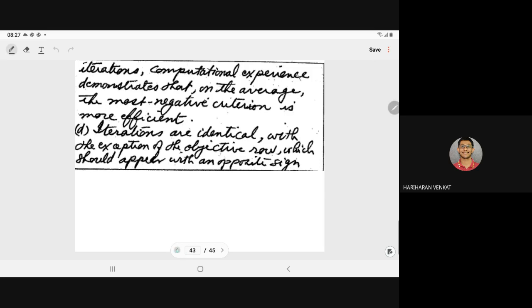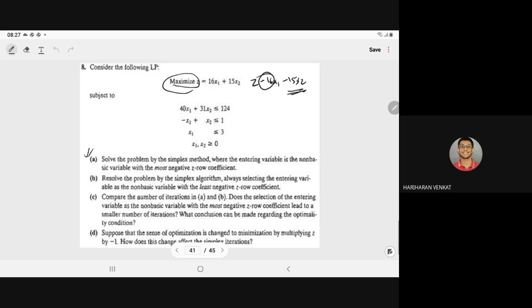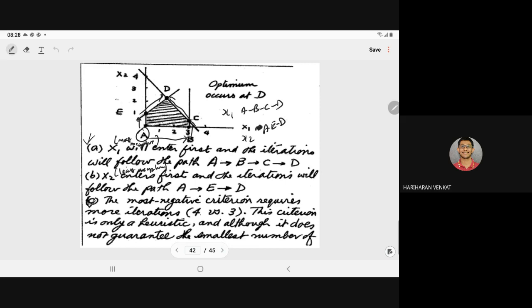Now they are saying, in the last part, suppose the sense of the optimization is changed to minimization by multiplying z by minus 1. Should this change affect the simplex iterations? The objective function is now minimize z equals minus 16x1 minus 15x2. So the z row will become z plus 16x1 plus 15x2, and we take the most positive. Is there any change in this? Naturally there is no change.